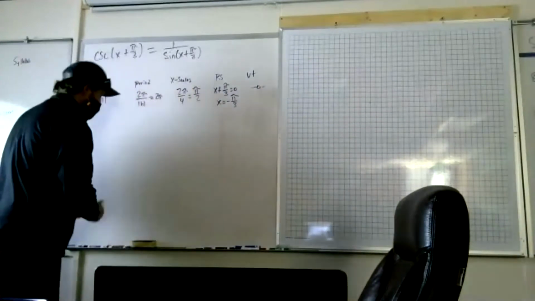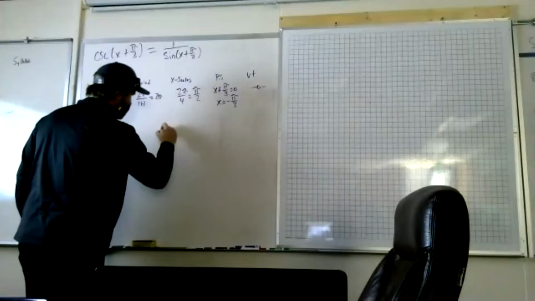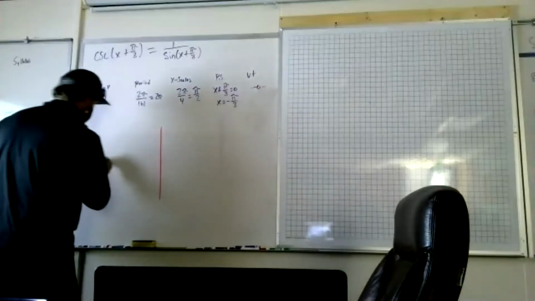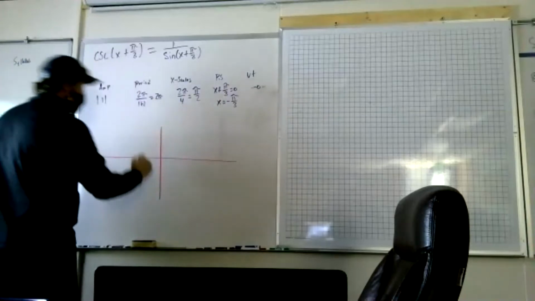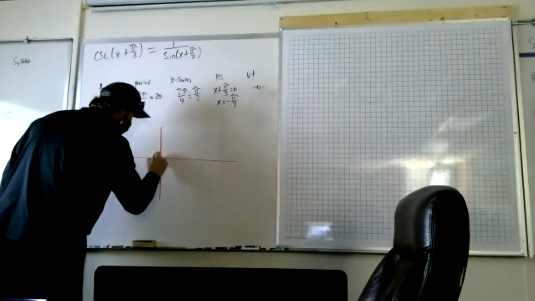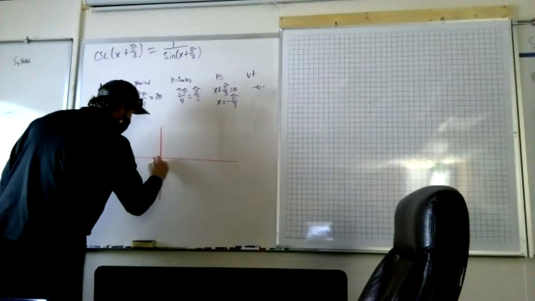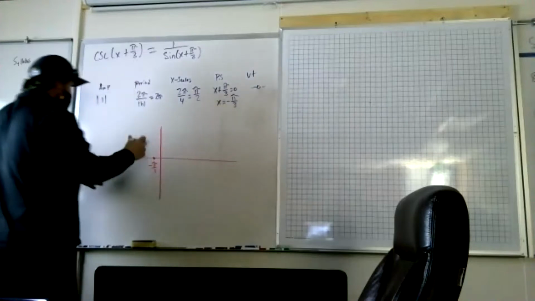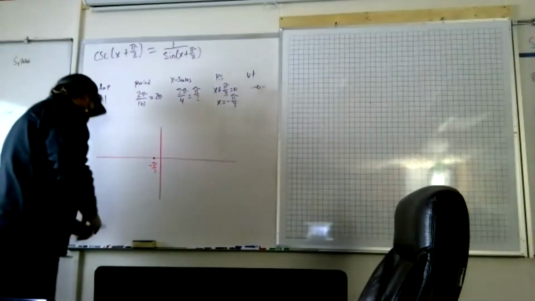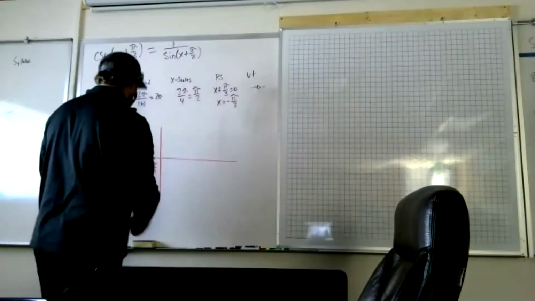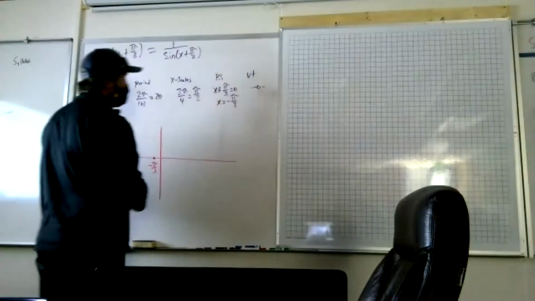Okay, so I draw my graph, my xy. The first thing I want to take care of is my phase shift, which was negative pi thirds. That's where my sine graph starts. Now to find my x scales, I take negative pi thirds and I add pi halves to it.